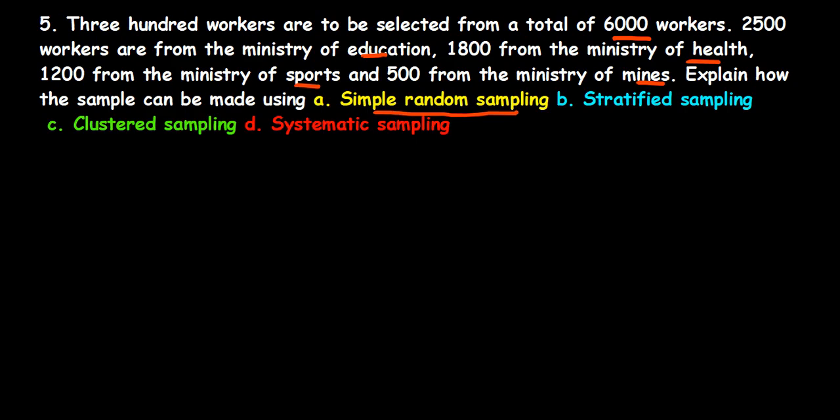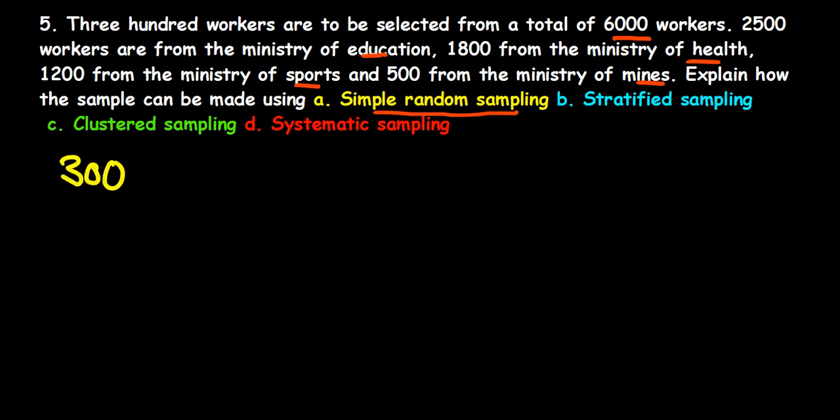So let's go through the simple random sampling. We said this is a sampling method where each worker or each item that is being considered has an equal chance of being selected regardless of the class where they belong to. In this case, the classes are the ministries. So regardless of the ministry that they belong to, they will have an equal chance of being selected in this sample. We want to select a sample of 300 workers.